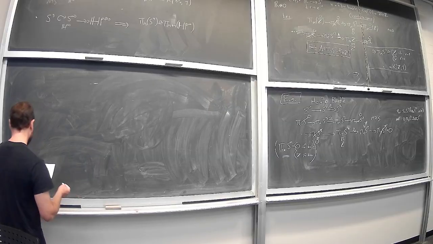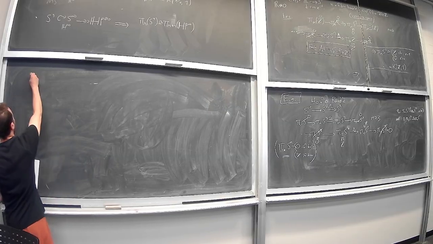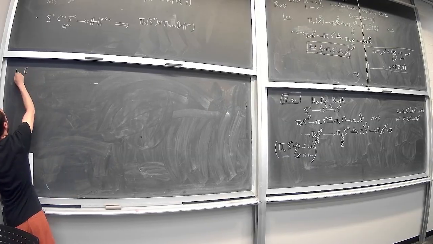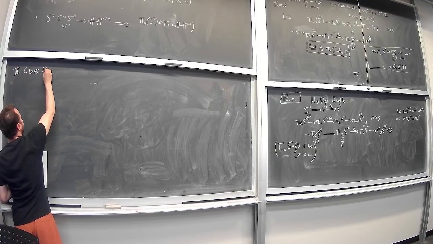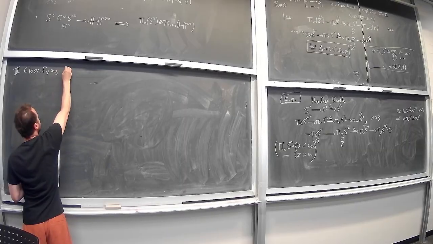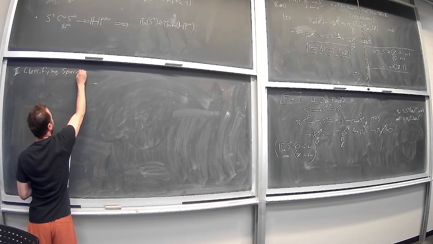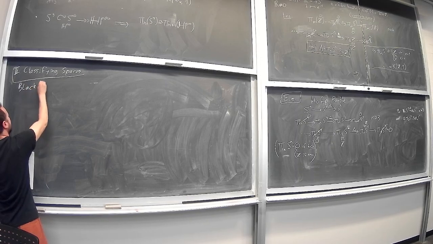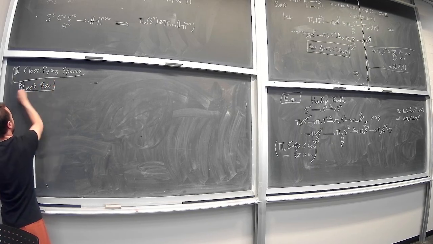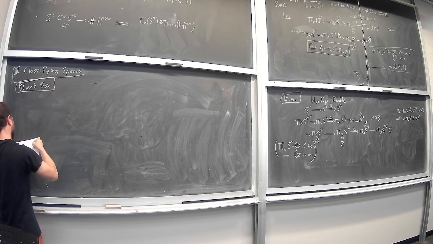You get stuck. Okay, so here's a huge black box. So back to classifying bundles. I think we're at part 3 or something. Here's a black box. No intention of trying to explain this.